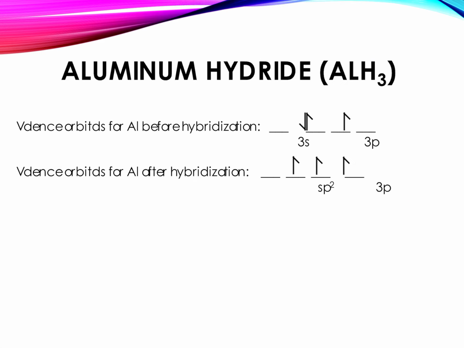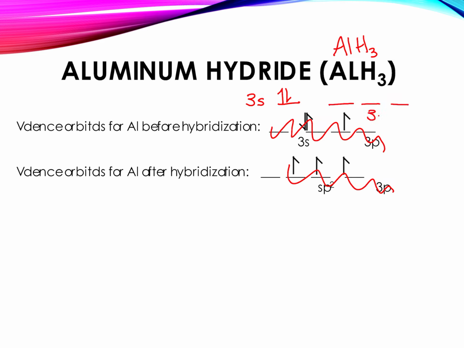Let's try another one. Okay, this is aluminum hydride. This is just the font. This is AlH3, with a lowercase l, not a capital L. Fonts got crazy, so I'm just going to rewrite all of this. Before hybridization for aluminum, we have 2 electrons in the 3s and 1 electron in the 3p.